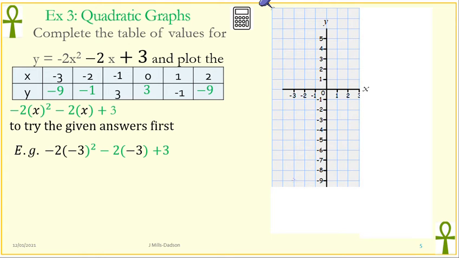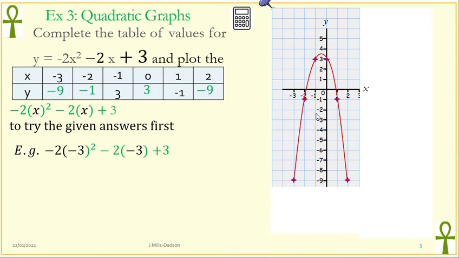Then let's plot -3, -9, -2, -1, and so on. Join with the smooth curve. Let's do some checkpoint. Coefficient of x squared is -2, so it should be upside down. Checked. The intercept is +3, so on the y-axis crosses at +3, also checked, so we are right.